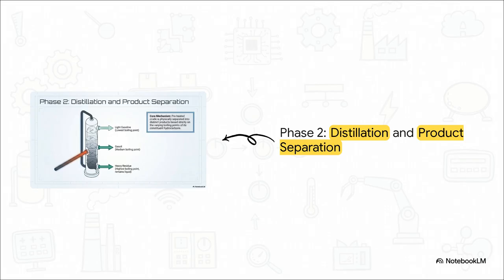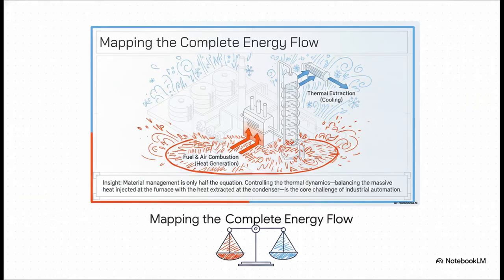Now, I really want you to focus on the red and blue arrows here. At the furnace, we inject massive amounts of heat. Those are the red arrows. But all the way at the top of the tower, at the condenser, we must use cooling, the blue arrows, to extract heat. Managing the raw material is honestly only half the equation. Controlling the thermal dynamics, meaning perfectly balancing the heat going in with the heat coming out, well, that is the core physical challenge of all industrial automation.